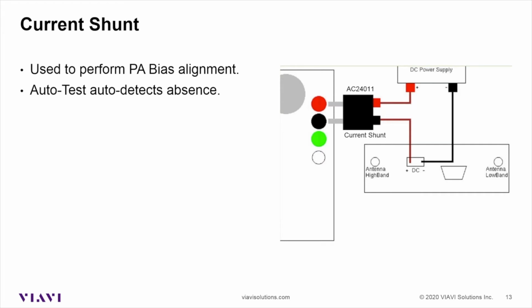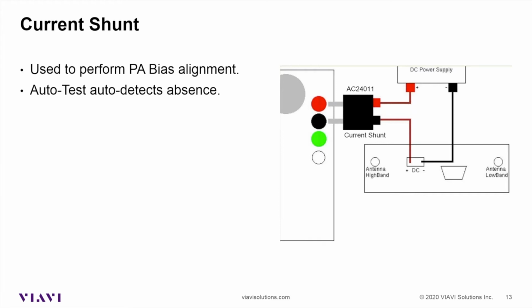Now, when we test or do PA bias alignment on some mobiles, we do need to measure the current draw. So we use what's called a current shunt to do that. And what that allows us to do is measure high amounts of current with a voltmeter. When we connect this, that seems to be kind of a confusing thing. Once you understand how that current shunt works, it makes sense.